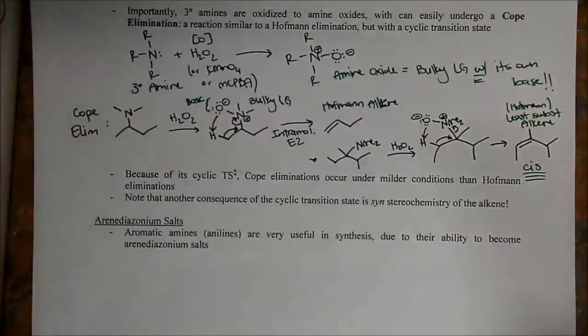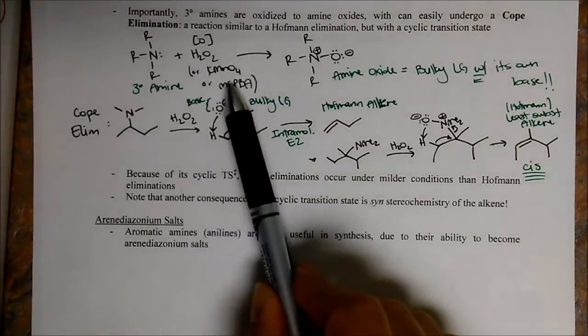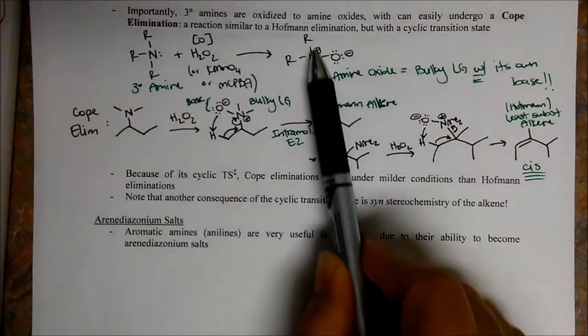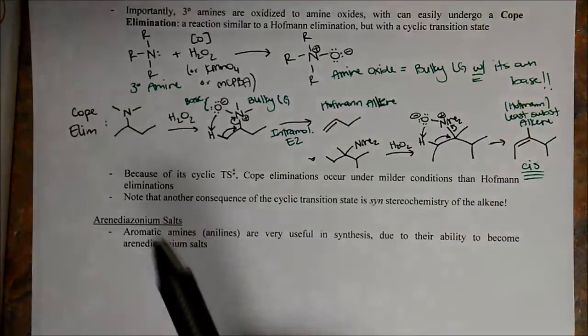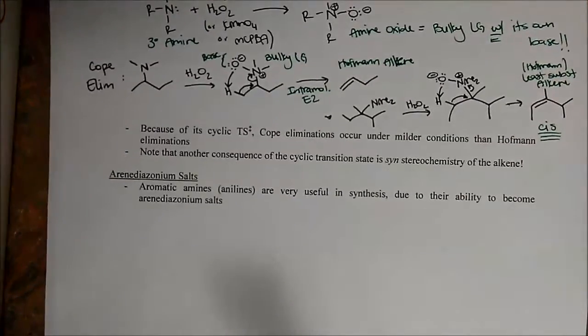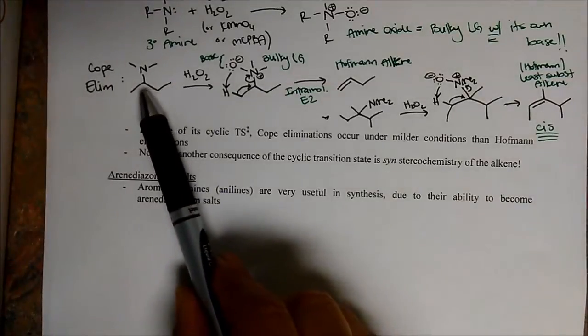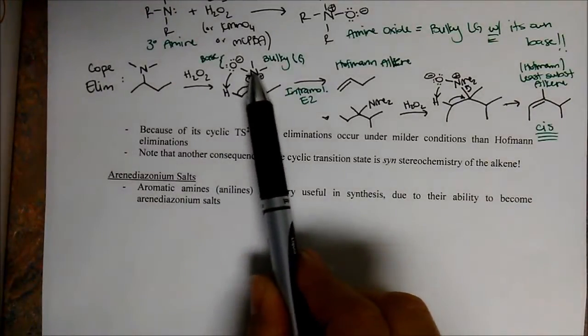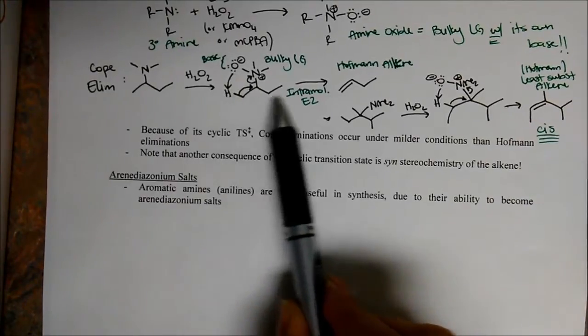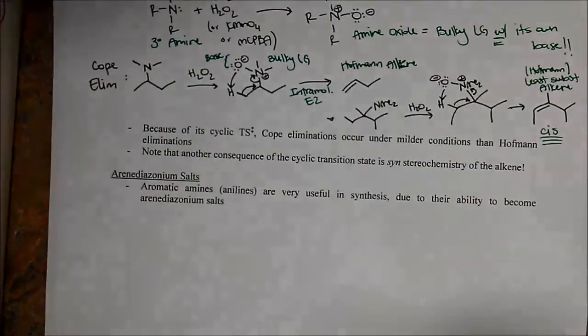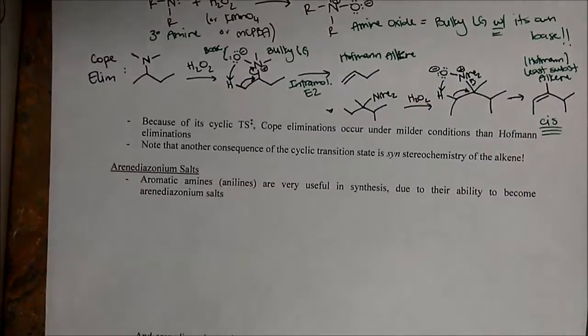What's cool is if you take a tertiary amine and oxidize it, you get an amine oxide, which is a nice bulky leaving group with its own base. So if you do this on a tertiary amine on a substrate, again you oxidize it, it has this bulky leaving group with its own base, and it does this really cool intramolecular E2. That's called the Cope elimination. So that was the last topic we got to.